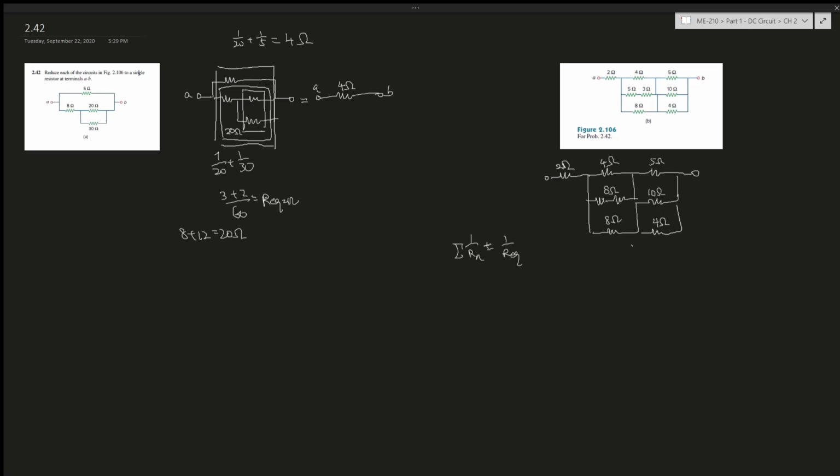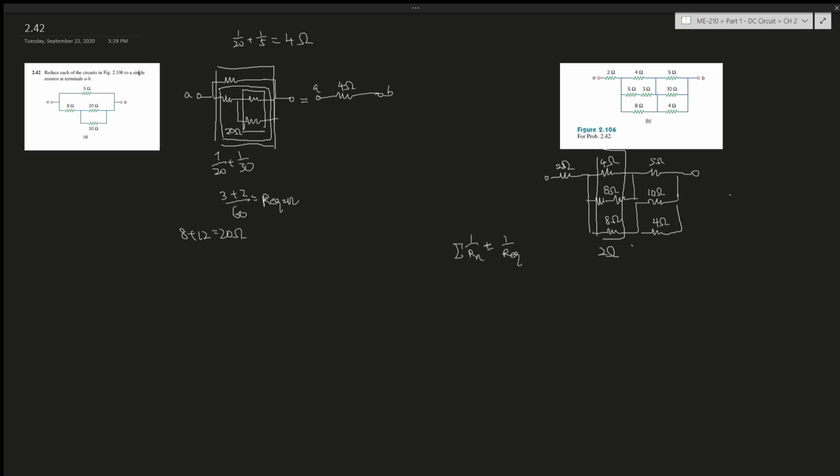So this is 8. So 8 and 8 is 4, 4 and 4 is 2. So this whole thing is 2 ohms. You should see the little trick I did over here, right? When you have two parallel resistors with the same resistance, then it's just half of that. So 8 and 8 is 4, 4 and 4 is 2.